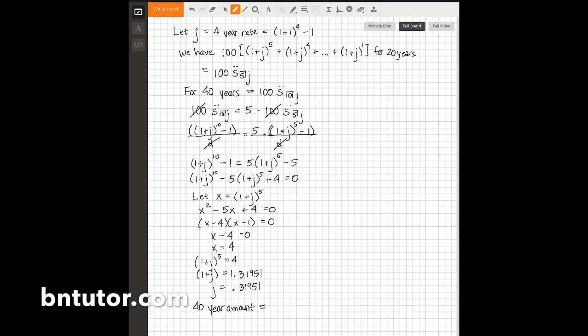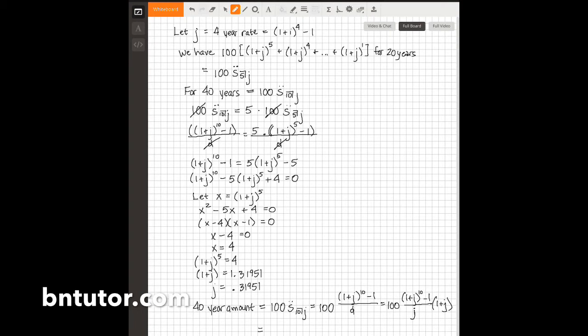We had already found an expression for this, which was 100 times S double dot 10 with an interest rate of J. We'll expand that out fully into the formula as we had done before, as 1 plus J to the 10th minus 1 divided by D. Remember that D can be rewritten as J divided by 1 plus J. So in the algebra here, that means we can replace D with a J in the denominator and then multiply by 1 plus J off to the right.